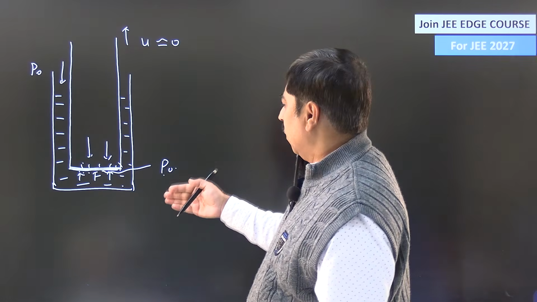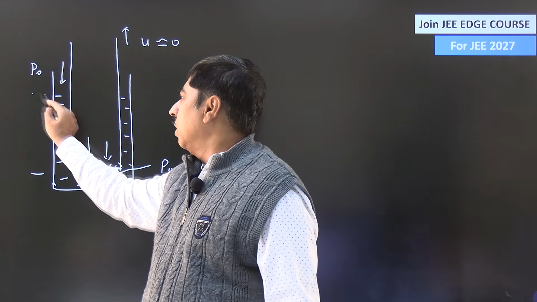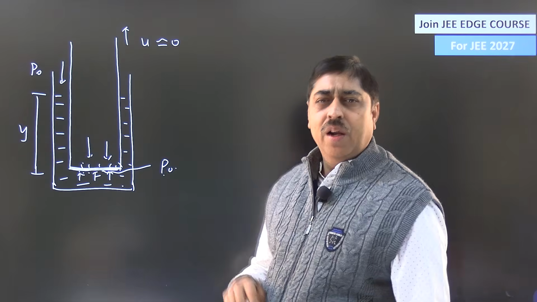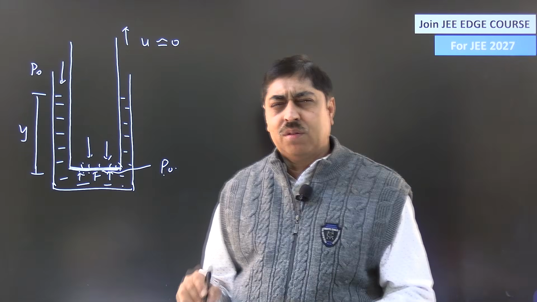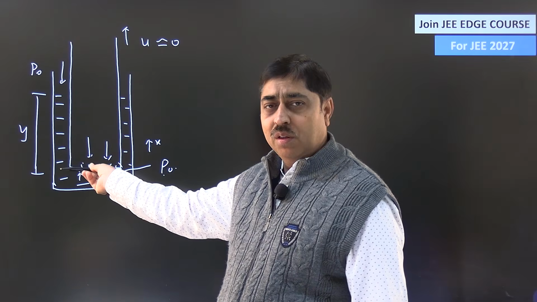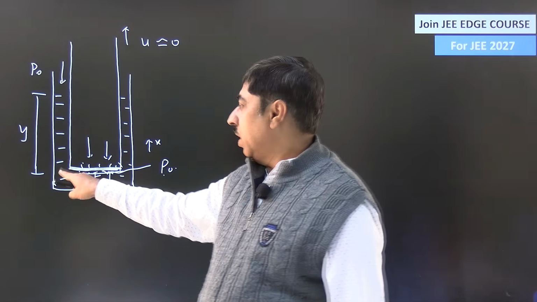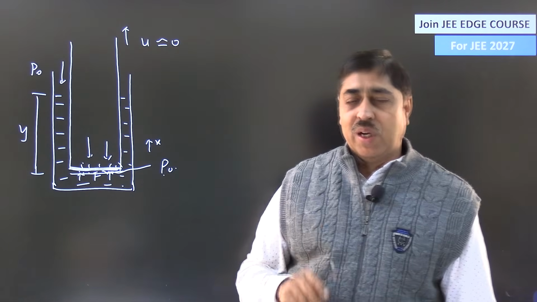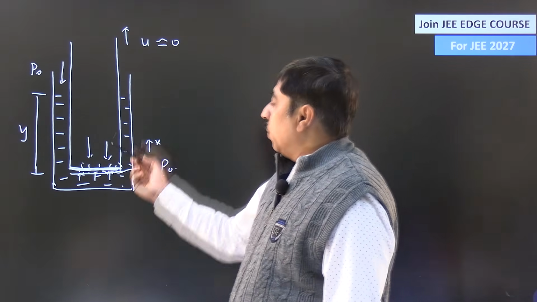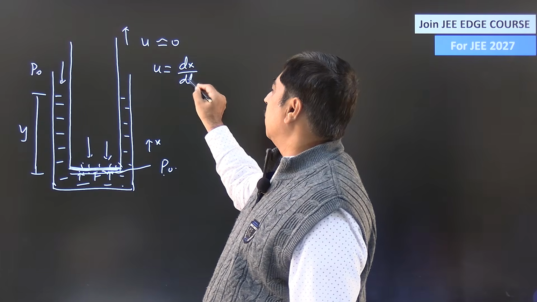So let us assume, we can use this diagram also, that after some time this length is denoted by y. And let us say the cylinder has moved by a very small distance x from its initial position. You released it from here, it has just gone up by x, and right now this height is y. x is a very small number, almost tending to 0. So the speed of the cylinder is nothing but dx by dt, which we are saying is very small.